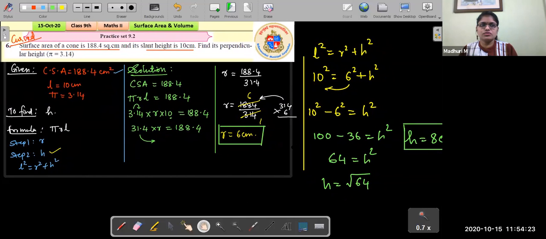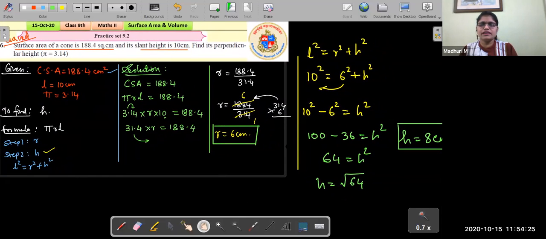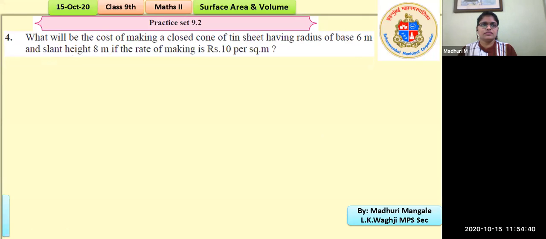And now we are going to play a small quiz wherein you are required to identify which formula will be used to solve that particular question. So we did these questions.